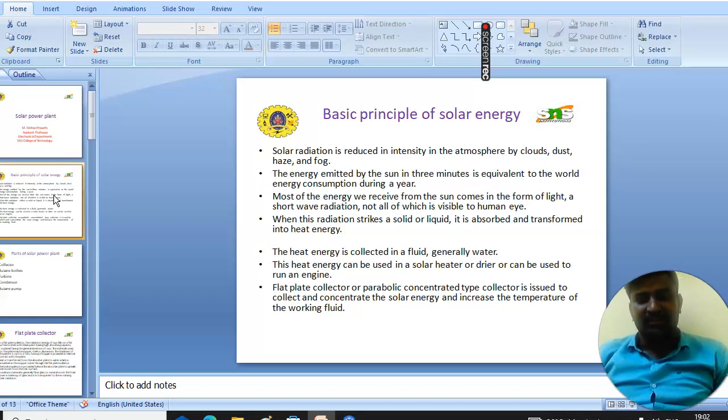When this radiation strikes a solid or liquid, it is absorbed and transformed into heat energy. The heat energy is collected in a fluid, generally water. The heat energy can be used in a solar heater or dryer or can be used to run an engine. A flat plate collector or a concentrated type collector is used to collect and concentrate the solar energy and increase the temperature of the working fluid.